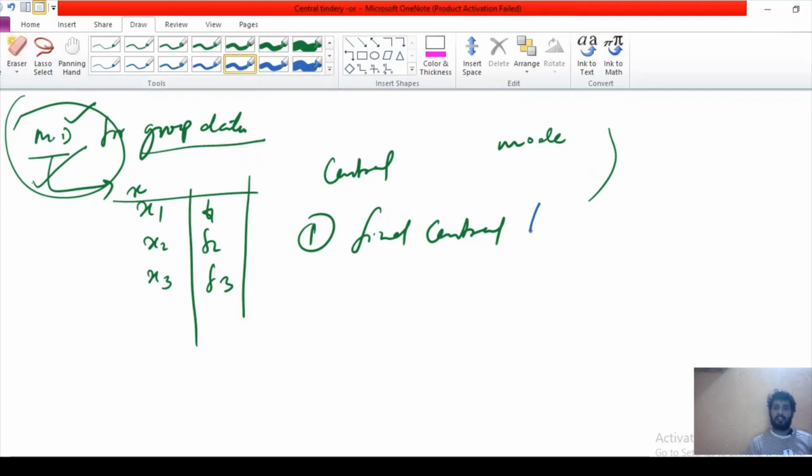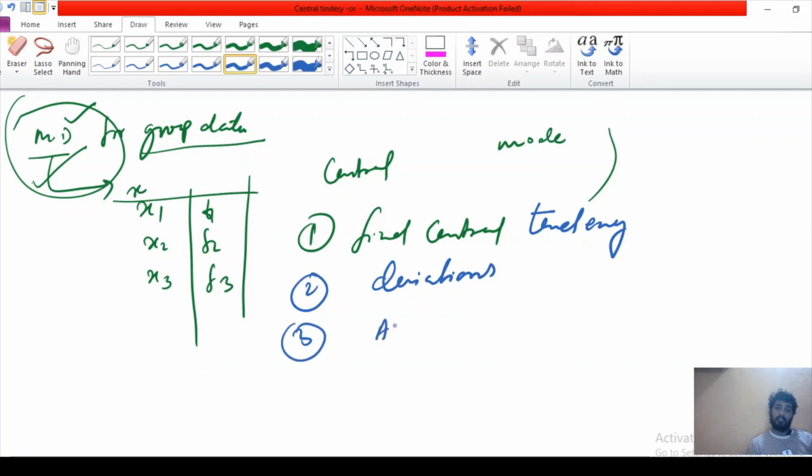First find the central tendency, right? First find out the central tendency. After this, deviations, right? Third one is absolute values, right? And fourth one is our last step, and that is what?